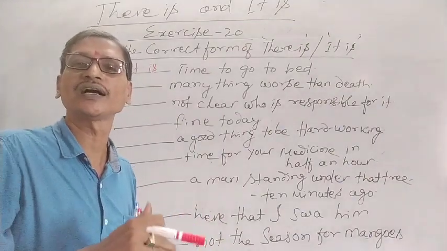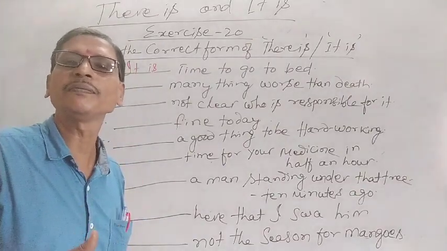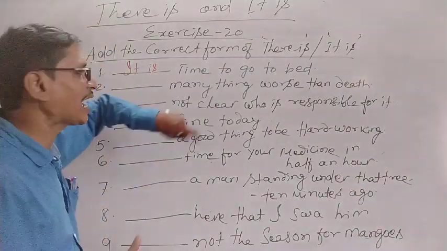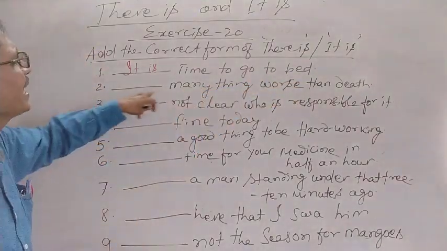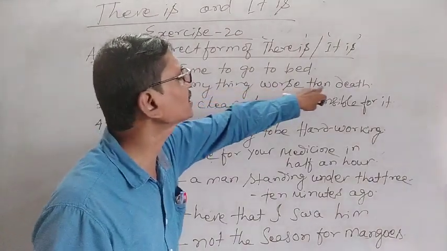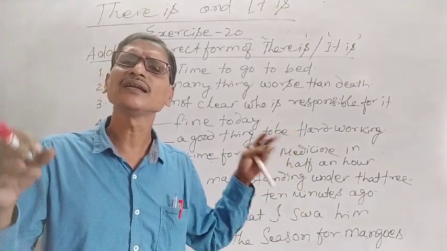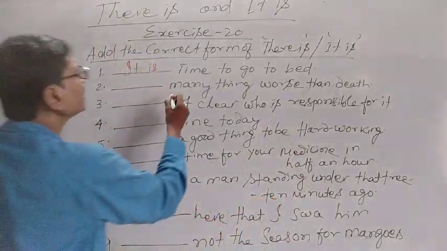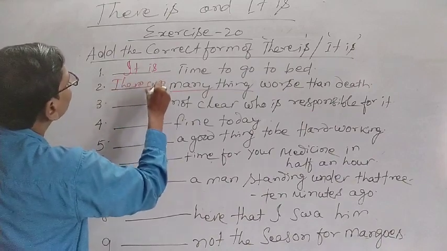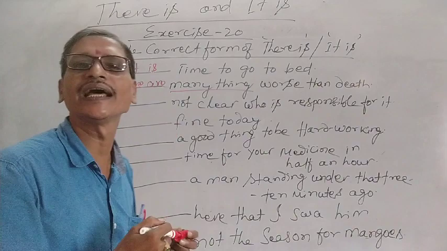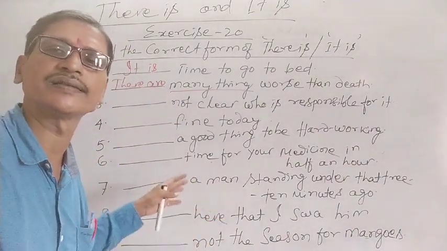We should not stay awake for more time, because then we cannot wake up early in the morning. So it is time to go to bed. Understand? It is talking about time. Number 2: many things worse than death. Though it is "many things", we can use "there are". There are many things worse than death.